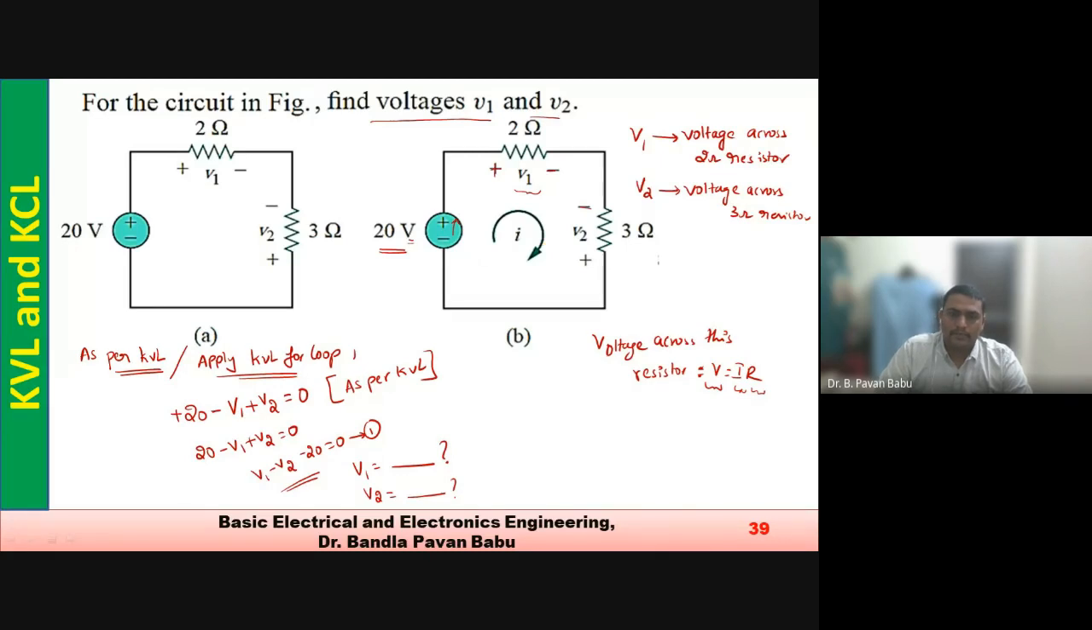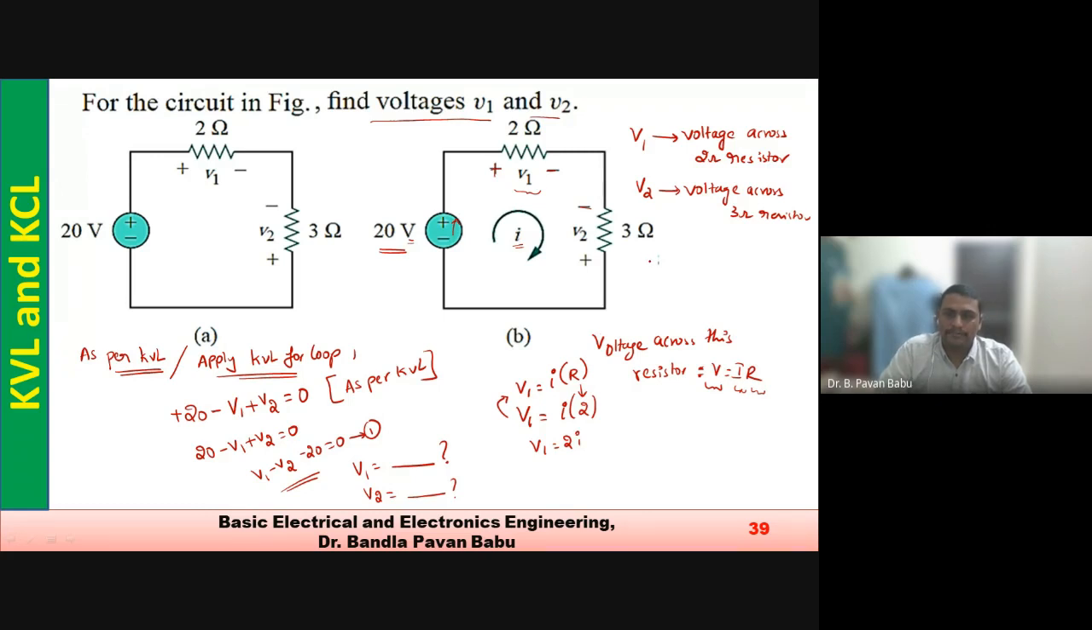Then what will be the value of V1? V1 equal to I into, what is the value of R here? 2 ohms. I hope you can understand this, or else I'll just extend the same thing. So V1 is the voltage across the 2 ohm resistor. V1 equal to the current flowing through this resistor, already mentioned as I, and the resistor value is 2. So then it becomes V1 equal to 2 into I.